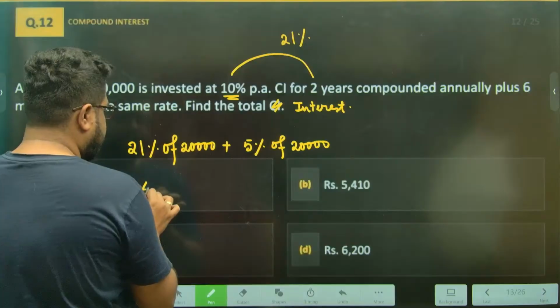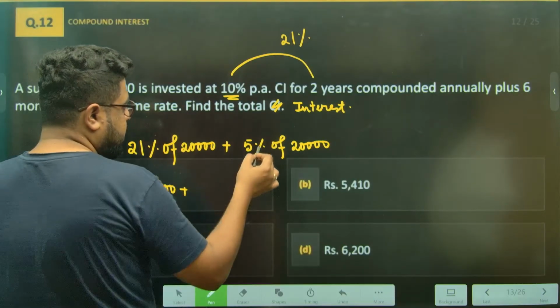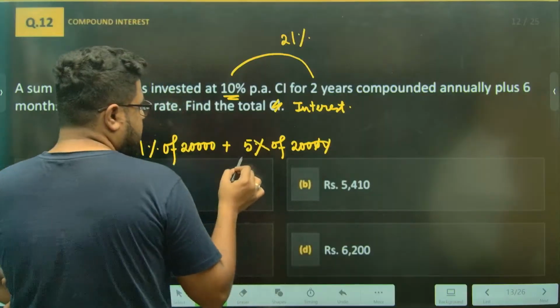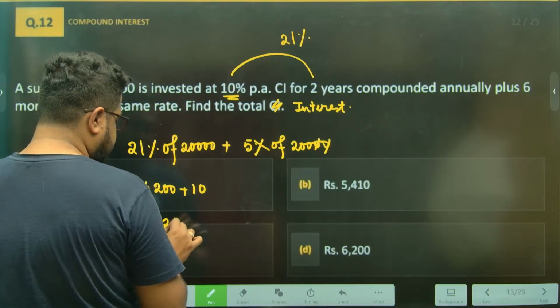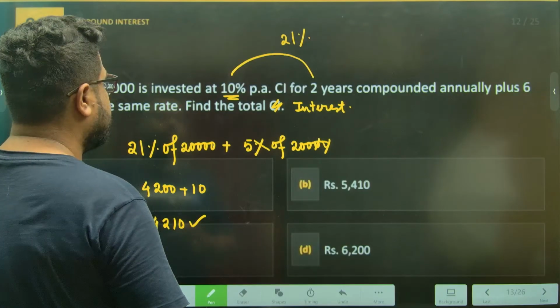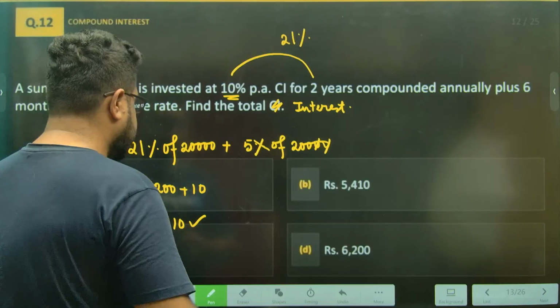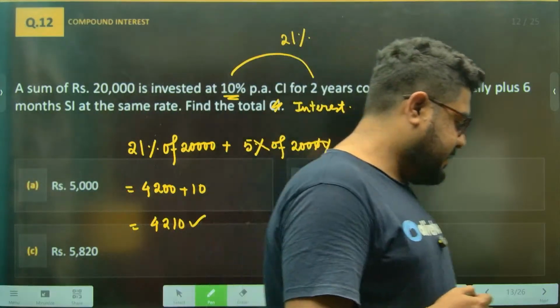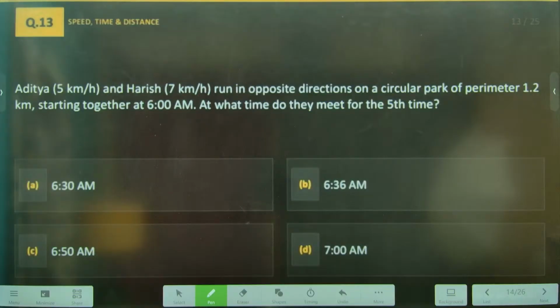There's a lot of problem in today's paper. Right? 10%, 20, 10, 4210. So there is some problem in today's paper. Yes, today's paper does have a little problem. Chalo, theek hai. No worries.